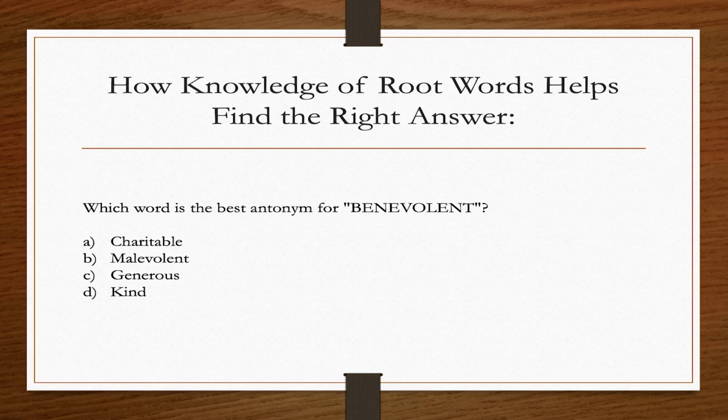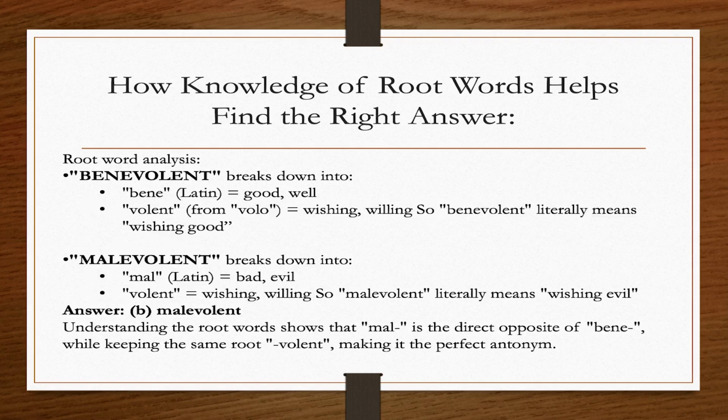For example, if you see this question, which word is the best antonym for benevolent? A, charitable; B, malevolent; C, generous; and D, kind. Now, if you do the root word analysis of benevolent, it breaks down into bene, that is a Latin root, meaning good or well. Volent means volo, that is wishing or willing. So benevolent literally means wishing good. And the correct answer out of the four options is malevolent.